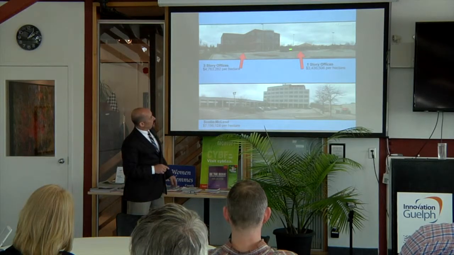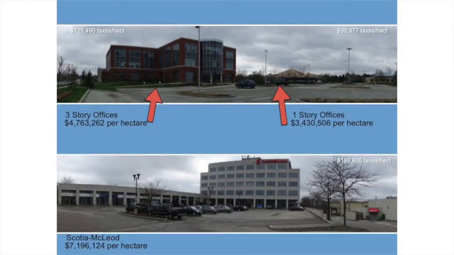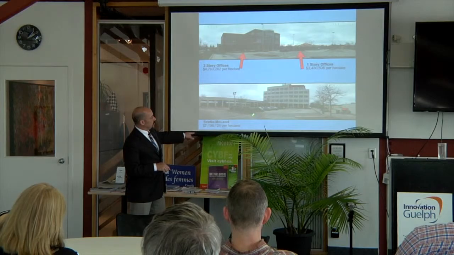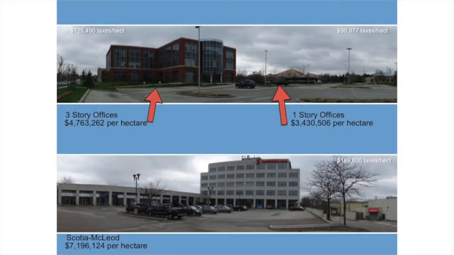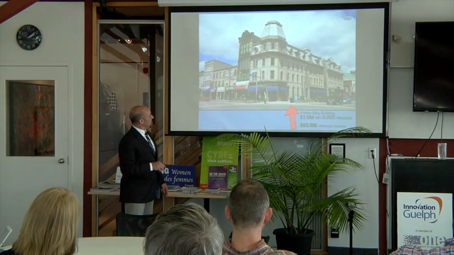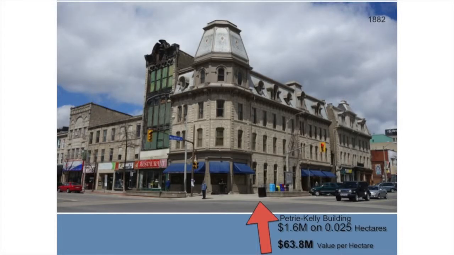It's an efficient building. Office buildings, what happens when you have a one-story office building? You've gone from a $5 million per hectare value down to about a 3.5, just by losing those upper stories and losing that efficiency. You see what happens when you have a mix of uses, an underground deck. Now we're at about 7 million per hectare for that. The Petrie-Kelly buildings, this one here is about 64 million per hectare. And then this one, in the state that it's in, is still about 25 million per hectare.